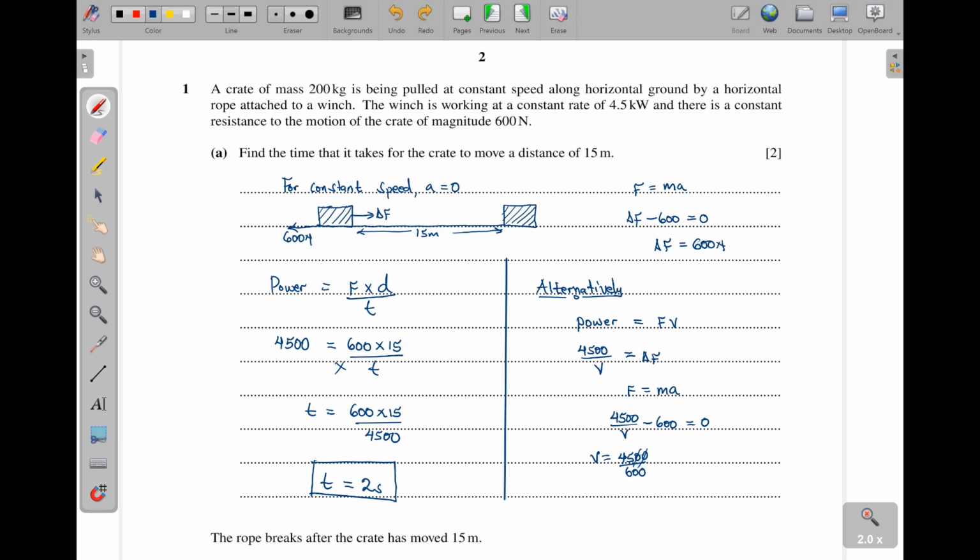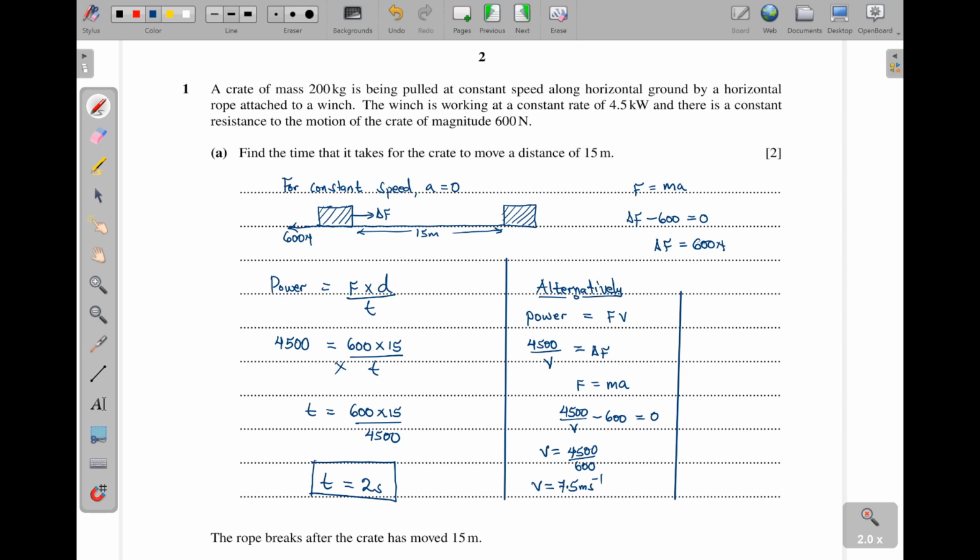Now here you are taking a longer route, but you are getting the velocity. Then from here, you can say that time is equal to distance over speed. So the distance moved was 15 over the speed you have gotten, 7.5. It still gives you the 2 seconds, but this appears to be a longer route than the first one. That's why it is even 2 marks, so they expect you to use the first one.